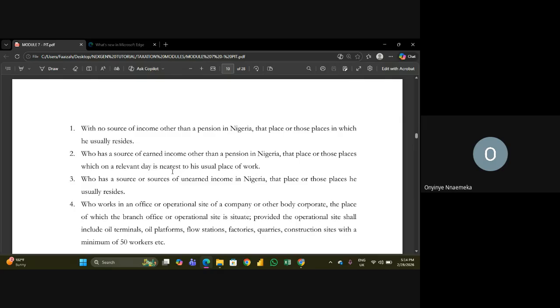So now number 3, you have a source or sources of unearned income in Nigeria. What income do we regard as unearned income? Can anybody tell me? What income do we regard as unearned income in Nigeria?